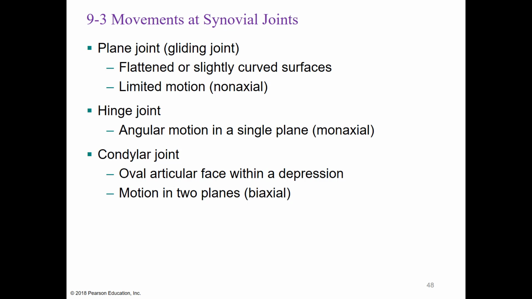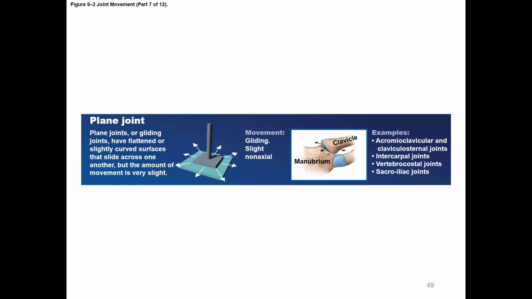Condylar joint is a joint where there is an oval articular face within a depression. Motion in two planes, biaxial. So let's look at these in a picture to make them a bit more clear. So here's a plane joint. And we've got a mechanical example and an actual example. So the mechanical example, you can see it's two flat surfaces gliding past one another, which is why it's sometimes called a gliding joint. There's not a lot of movement.